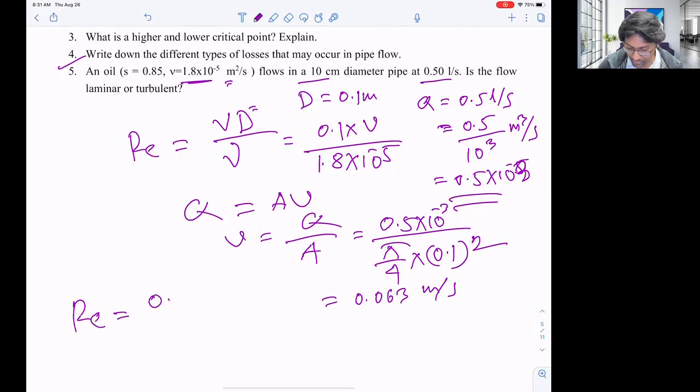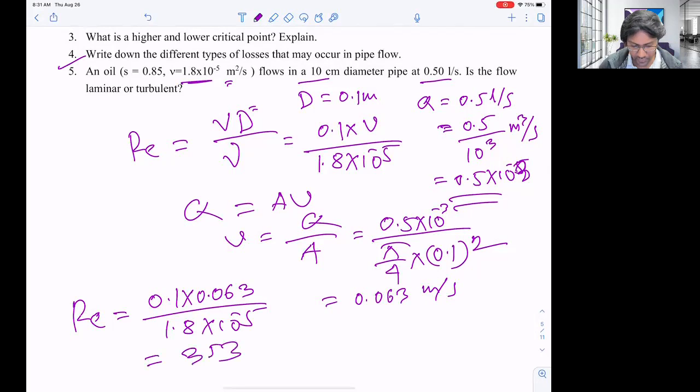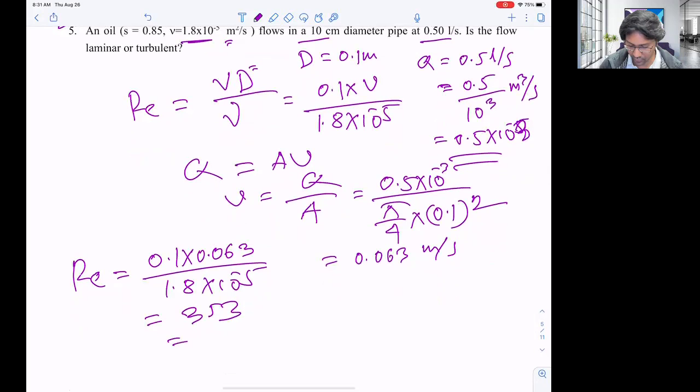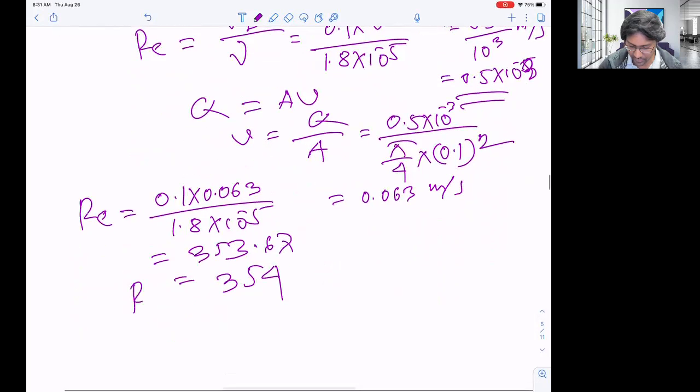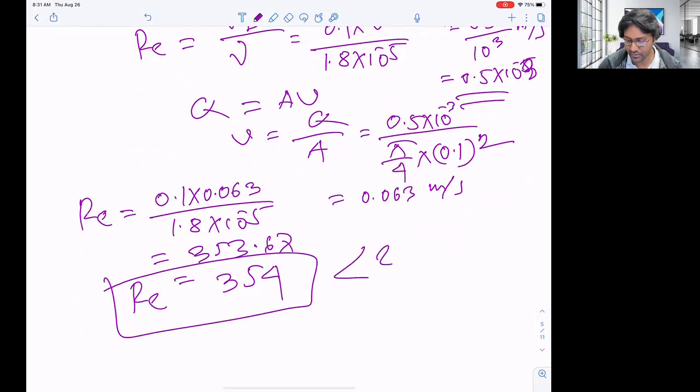So what will be the value of Reynolds number? Okay, so 0.1 into 0.063 divided by 1.8 into 10 to the power minus 5. So it is 353.67. We can round 354. So the Reynolds number is 354, definitely less than 2000. So the flow is not even turbulent, it is laminar flow.